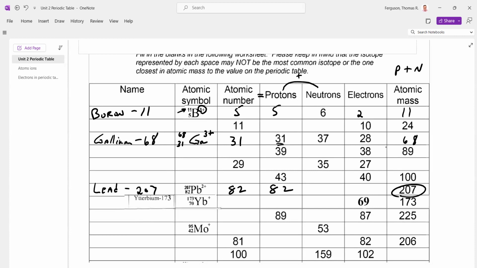Okay, what about the number of electrons? The charge is positive 2. What does that mean? Two more protons. That means we have 80 electrons. And then neutrons, remember P plus N is equal to 207. And we know the P is 82. So what's the neutrons? 82 plus what is equal to 207?